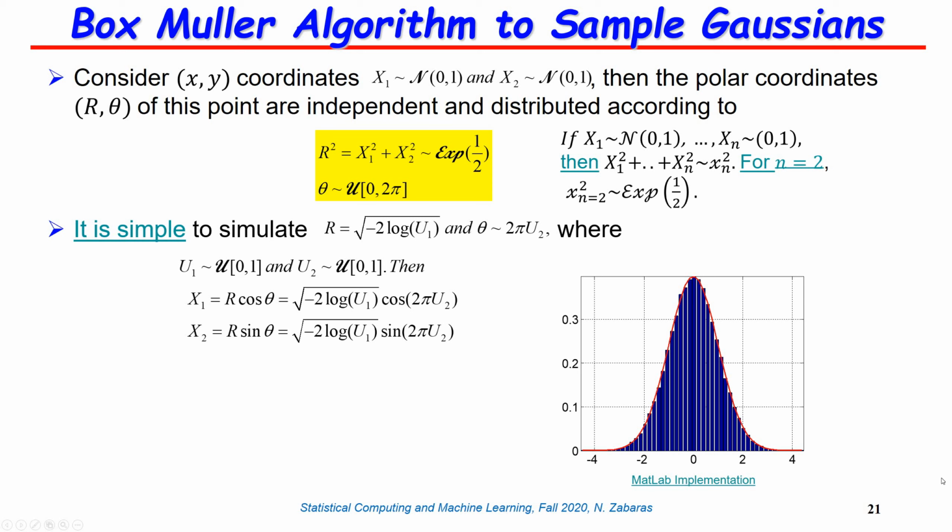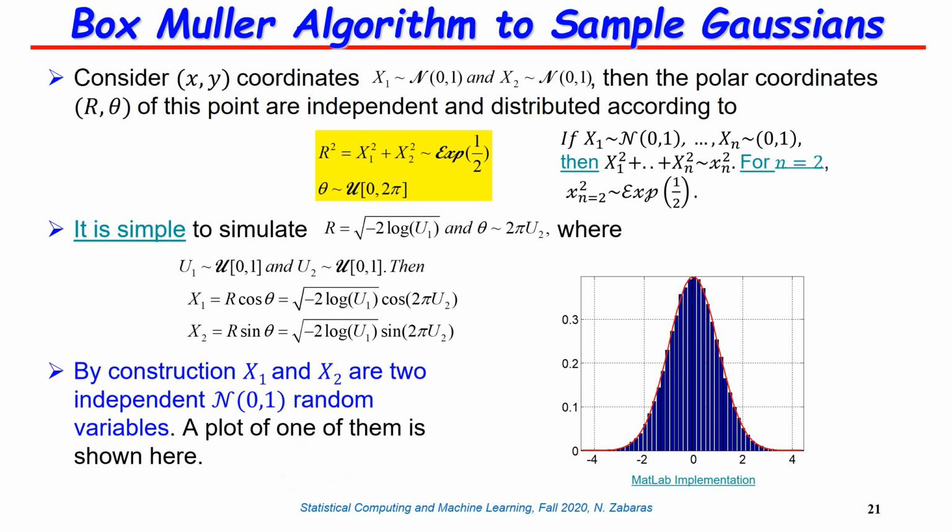And actually you see a schematic that shows you a histogram of a standard Gaussian generated this way by starting with samples u1 and u2 of the uniform random variable in the interval 0 to 1.